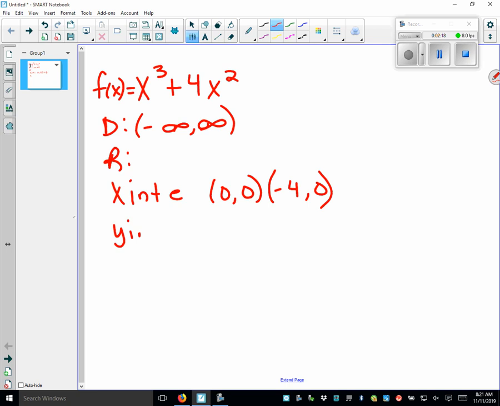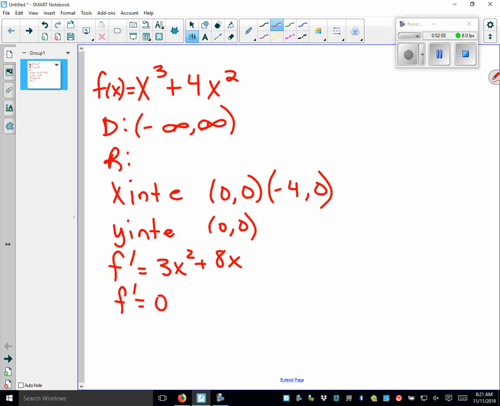Where is the y-intercept? What do I do to find the y-intercept? So 0, 0. Once again, it is a point. What is f prime? 3x squared plus 8x. Do you all agree? When is f prime equal to 0?